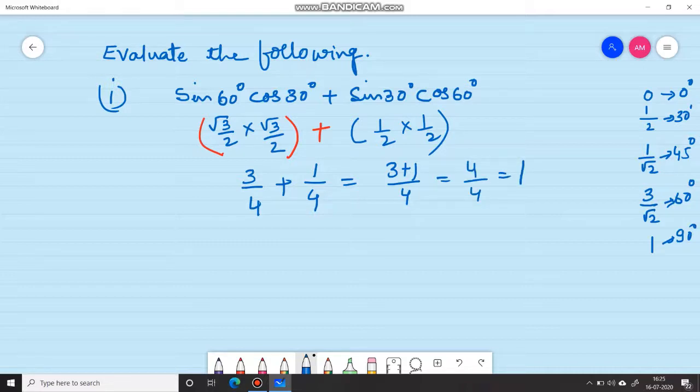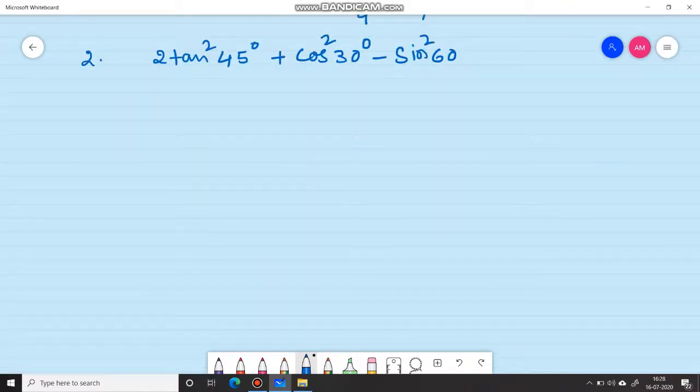This question is very simple, but you have to write down this first line before solving any of the questions given like this for the beginning few days. When you will get these ratios into your mind, then you will be able to solve the questions very fast. But in the beginning you have to write down this first line. Children, now let us see question number 2. See what is given. 2 tan square 45 plus cos square 30 degree minus sin square 60 degree. You have to evaluate and find the value.